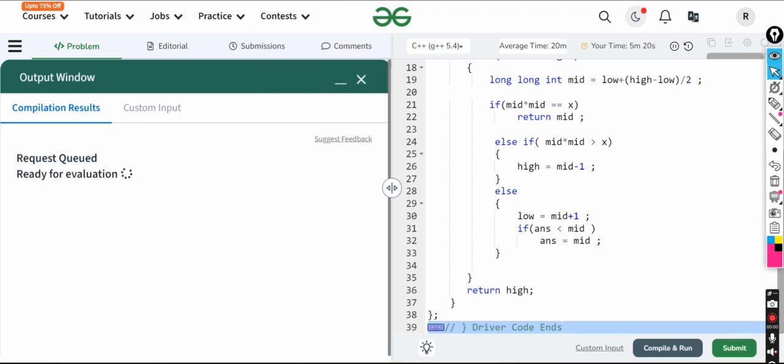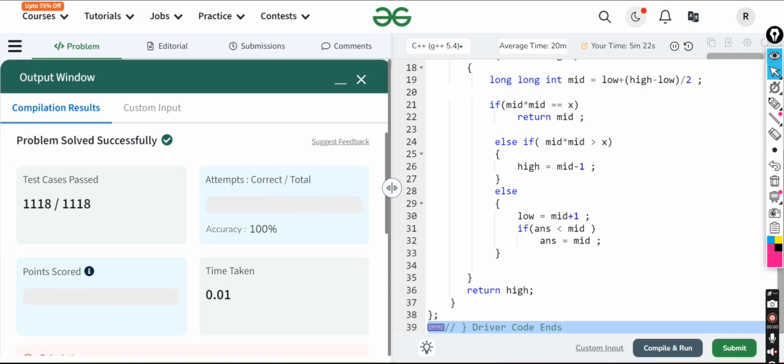So here we have got the perfect answer, and I'm sure it will give us 100% accuracy. Yes, it has given us 100% accuracy. So we have completed this question also.